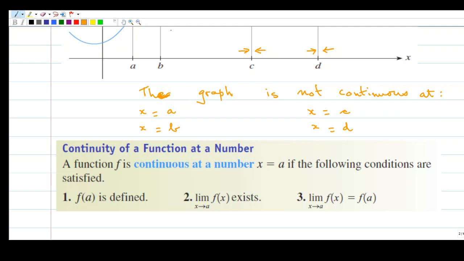So a function f is continuous at a number x is equal to a if the following conditions are satisfied. Now you look at it, there are three conditions. All three conditions must be satisfied. Right? 1, f evaluated at a is defined. 2, the limit of f of x as x approaches a exists. For that to happen, the one-sided limits must exist. So you need to apply theorem 3 for this part.